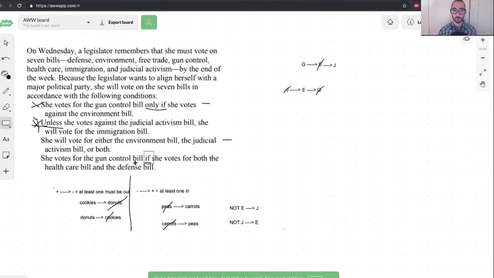I might do the fourth rule now because we can link it, no reason not to. And the second rule is a little bit scary with the unless, so maybe you want to save that for last. If so, totally fine. So the fourth rule says, if she votes for both H and D, then she votes for G. So H and D together collectively form the sufficient condition to require G.